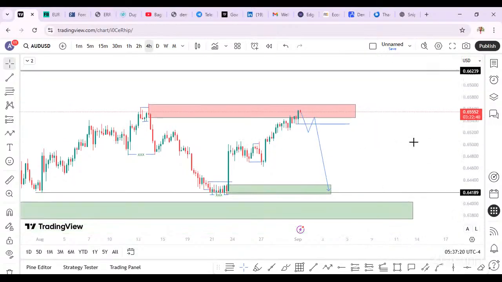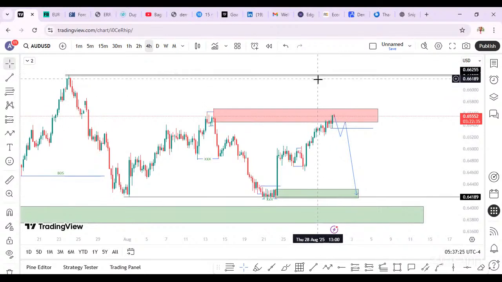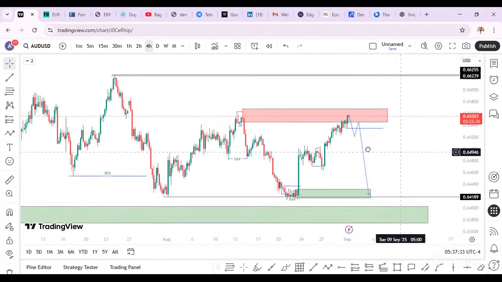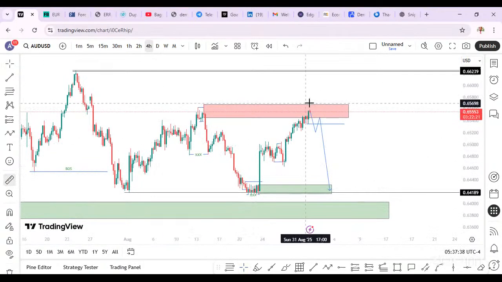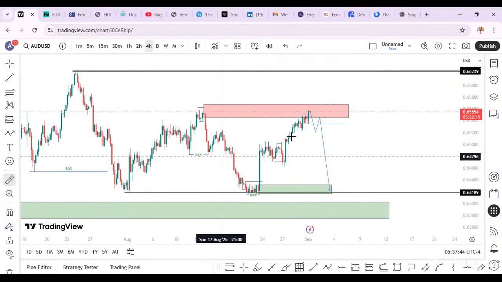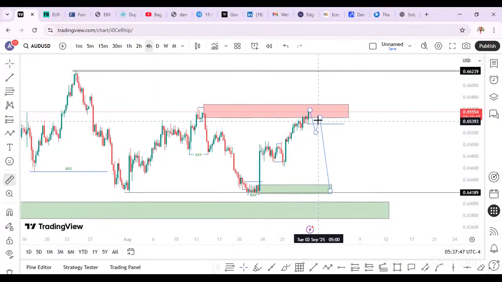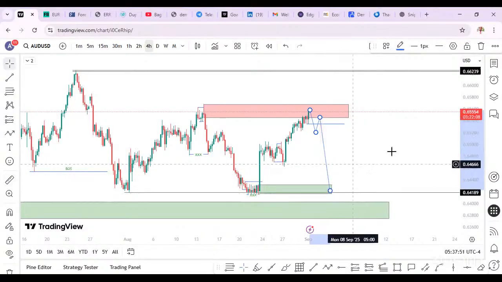AUD NZD, it's very straightforward. And if it breaks up, then we'll be looking for a sell opportunity after price has taken out the liquidity above here. It's more profitable for me to sell than to buy, because if I buy above here, I'm only doing 50 pips, and I don't like that trading range. But if I'm selling around here, I can see over 100 pips.